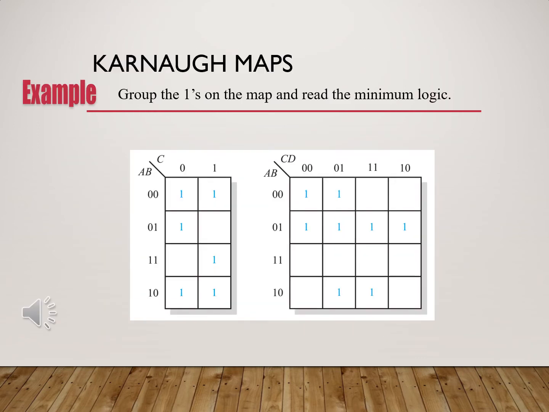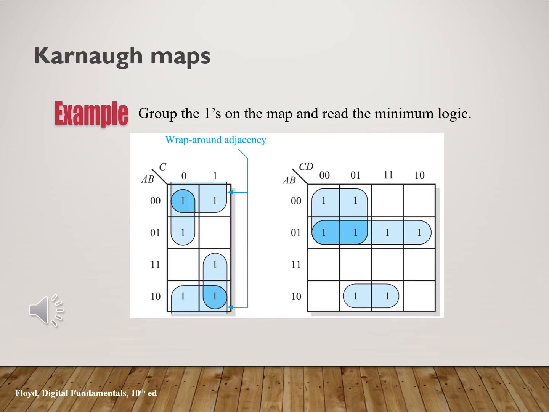So now let's see an example for K-maps. Here, group the ones on the map and read the minimum logic. So have a look at the given pattern. There are two examples, two patterns were given. Now let's see the first pattern.